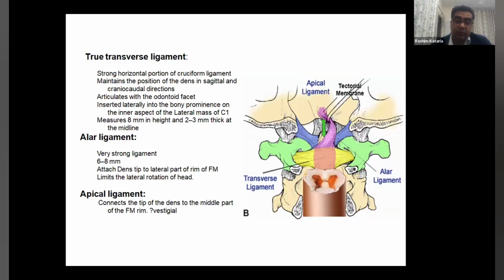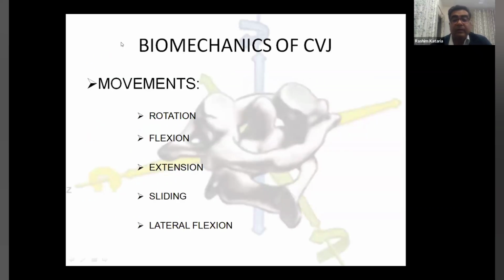Alar ligaments are very strong ligaments. They are 6 to 8 mm in thickness, and they attach from the dens tip to the lateral part of the foramen magnum. Apical ligaments are not very important ligaments. Some studies consider them vestigial ligaments.